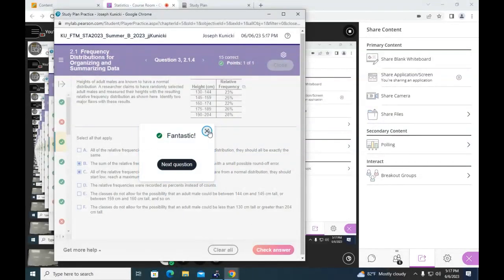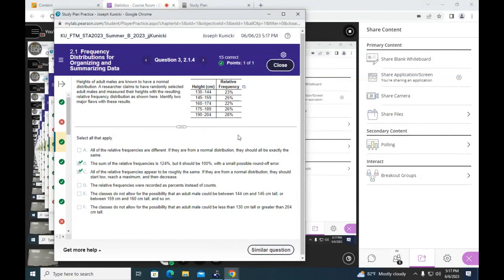So that's one of the things that I always look for when I get a frequency distribution handed to me: do they add up to 100%, within reason?